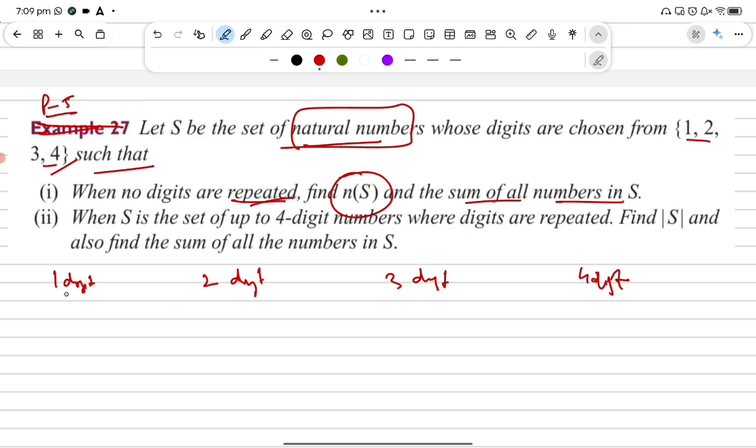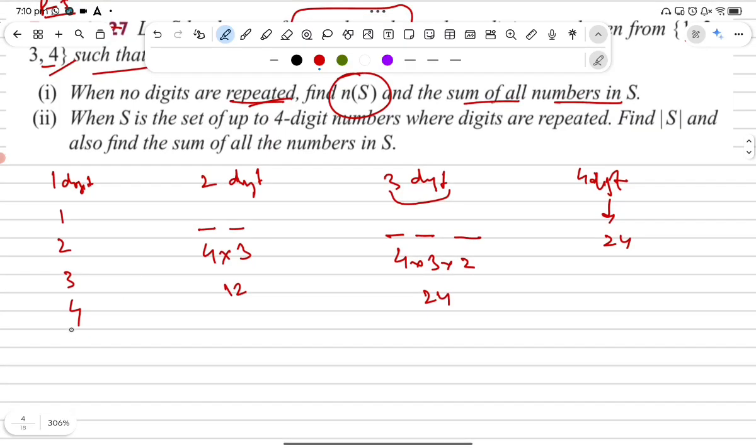Repetition is not allowed. So in one digit we'll have 1, 2, 3, and 4. In two digits we'll have two positions to fill, four options to choose from. So that would be 4 into 3, that's 12. In three digits we'll have three positions to fill, four options to choose from. That would be 24. Same for four digits, 24. You'll just end up multiplying by 1, that doesn't matter. So the total number of elements in S would be 4 plus 12 plus 24 plus 24. That's 64. So n(S) is 64.